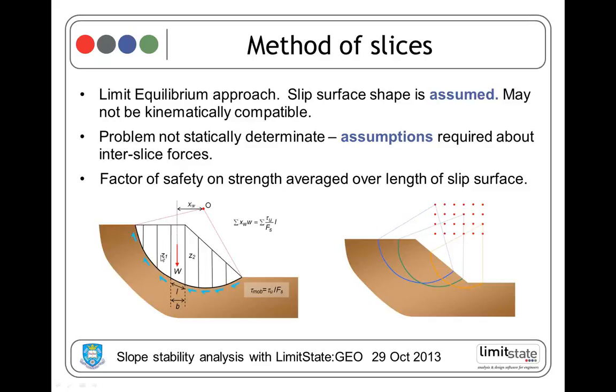What has to be done to make the analysis work is to make various assumptions about interslice forces, and once assumptions are made there, it's then possible to analyze the problem and produce a factor of safety. But generally it works pretty well, and you get a factor of safety on strength averaged over the length of the slip surface. As I said, this is the most popular method of analysis, and was developed originally to facilitate hand analysis of slopes before we had computers around to make life a lot easier for us.